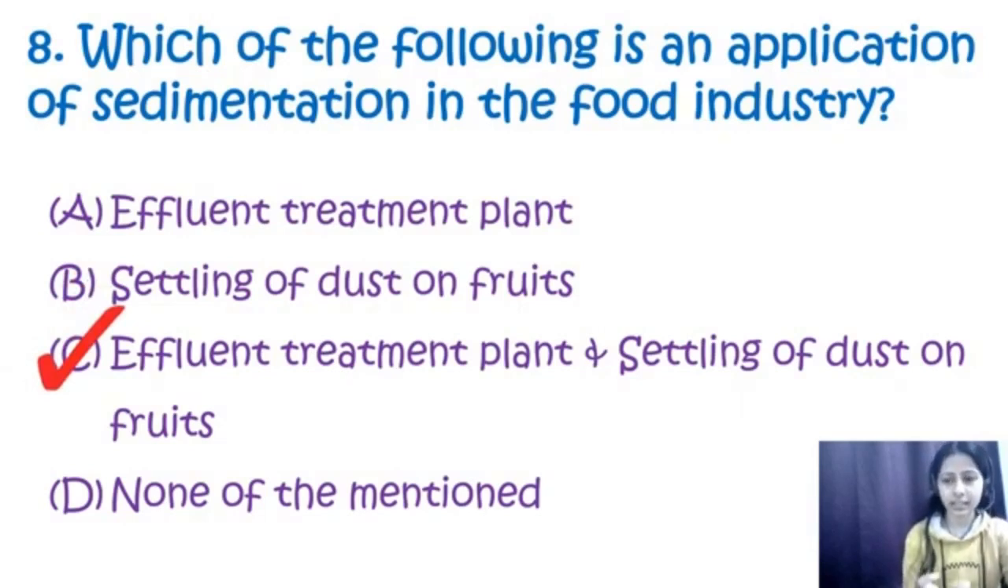Actually, sedimentation is a widely used process in the food industry for separating dirt, debris, or any other incoming raw material crystals from the mother liquor, or the dusts or products of the particles or from the air streams. So here option C is correct, that is effluent treatment plant and settling of dust on fruit.